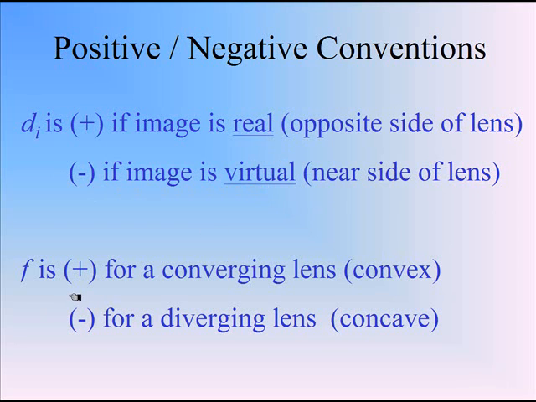Now for the converging lens, sometimes they were positive and sometimes they were negative. For the focal points, the focal point is positive for a converging lens. It is negative for a diverging lens.